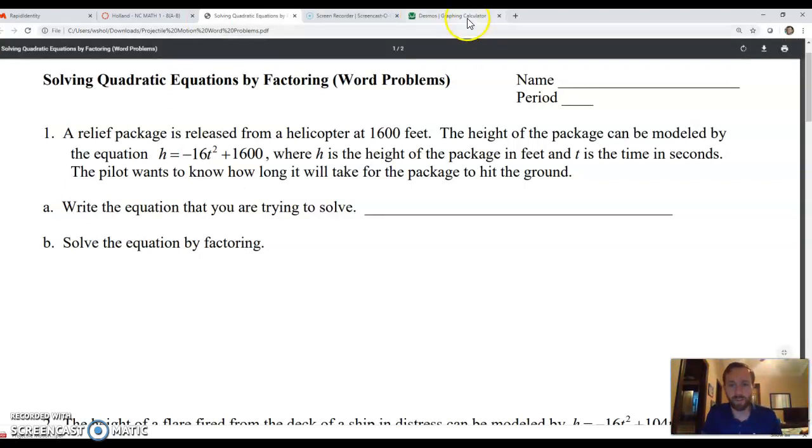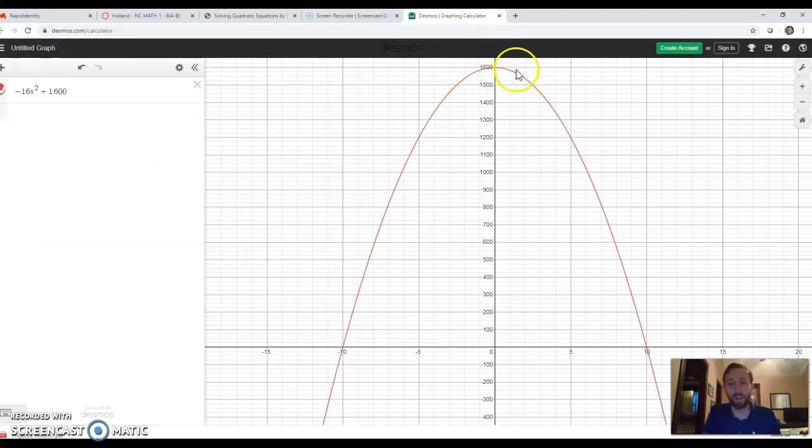So let me just show you on Desmos, because I think it makes a little more sense. So again, on Desmos, the top here, the 1,600, where you see my cursor, this is the helicopter. This is where the helicopter was.